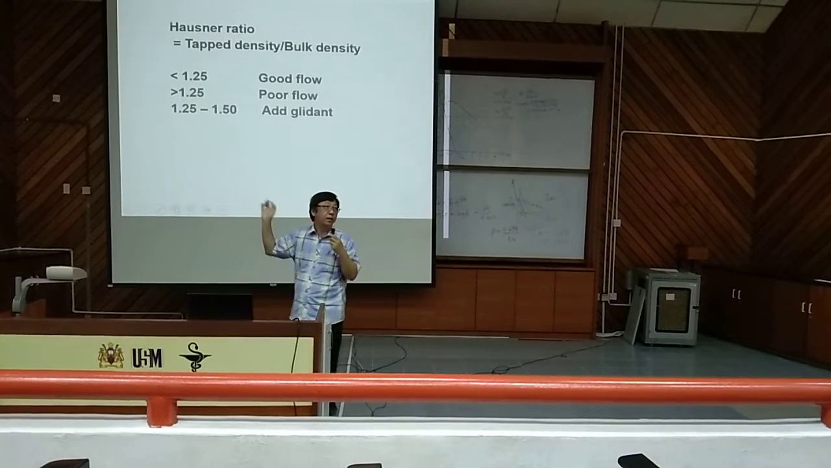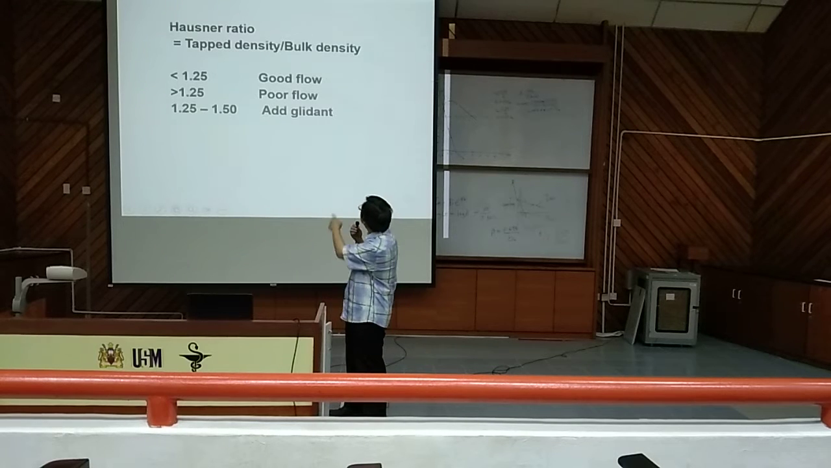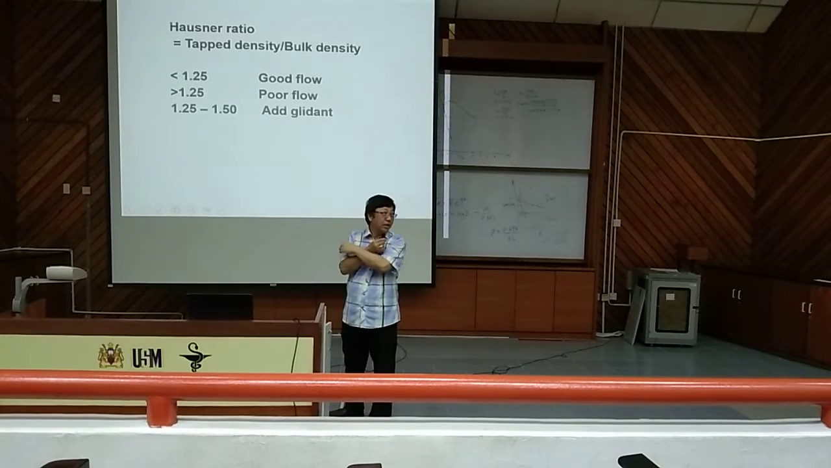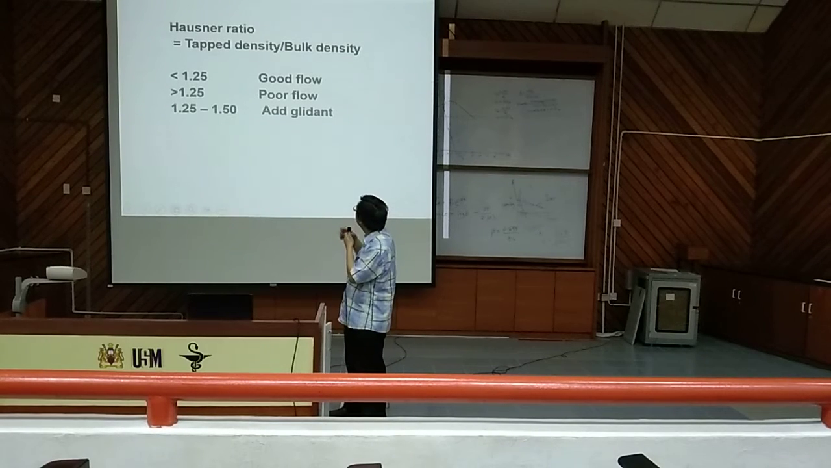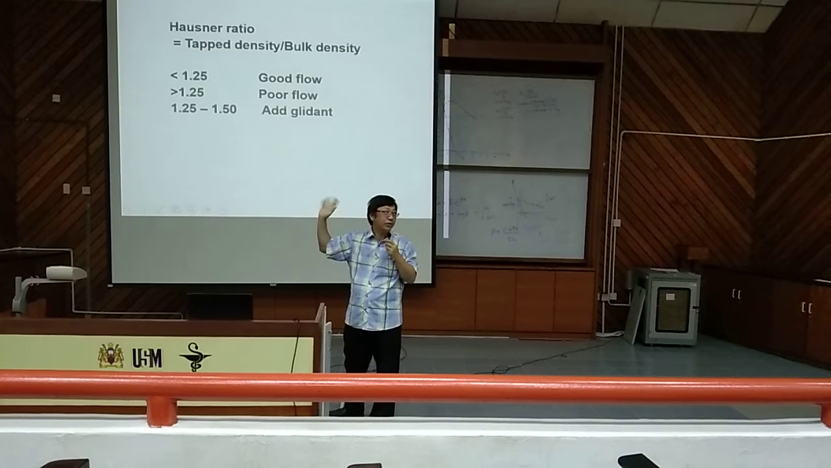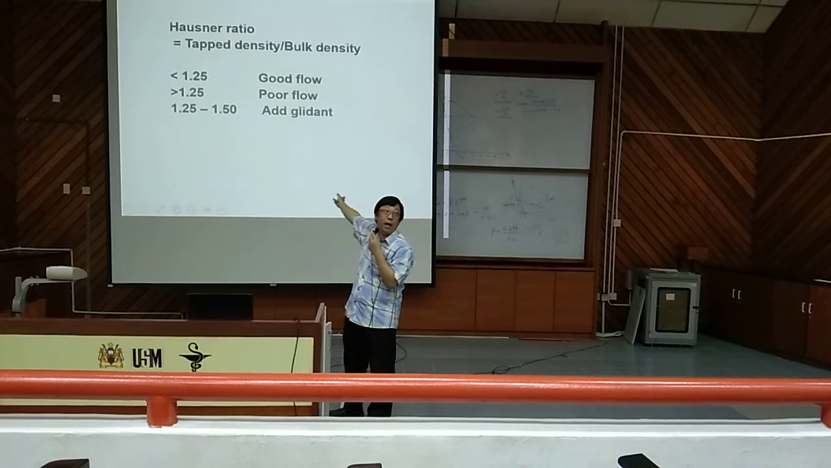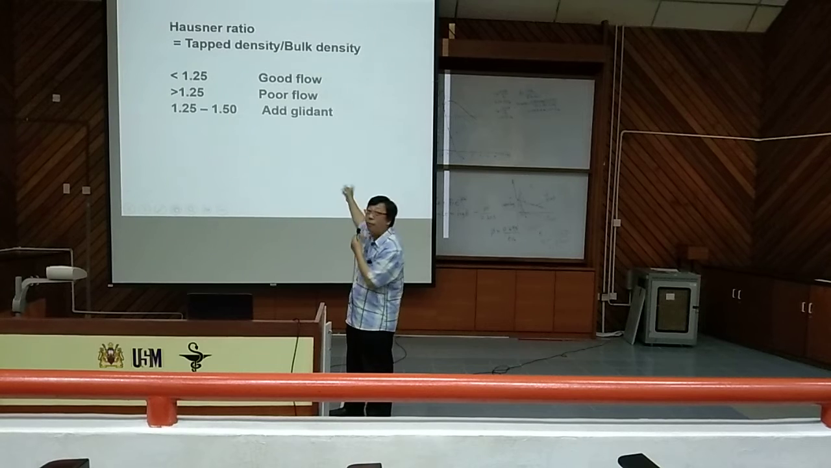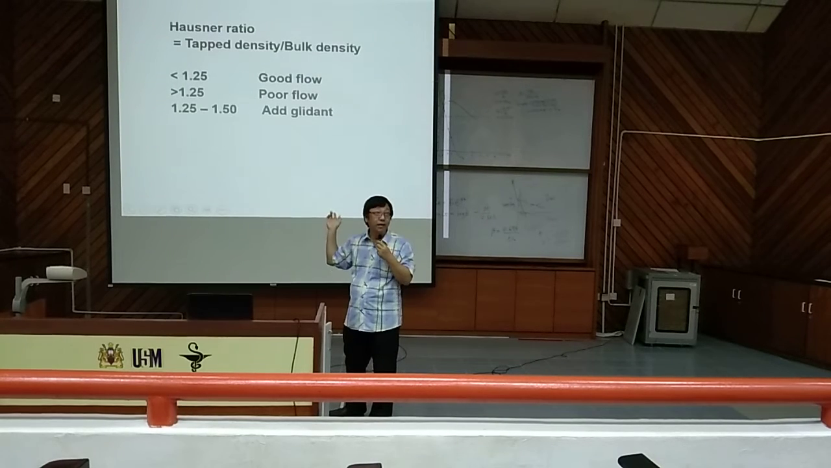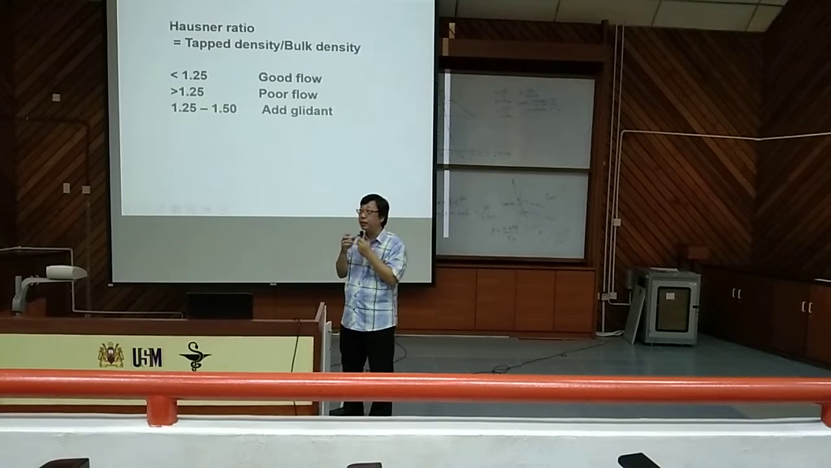This one is simpler. You just take the tapped density divided by the bulk density. Then you look at the limits: good, poor. That's all. So once you get the ratio between 1.25 to 1.5, then you have to add a glidant. Remember, just now I told you what's the difference between glidant and lubricant? Remember?